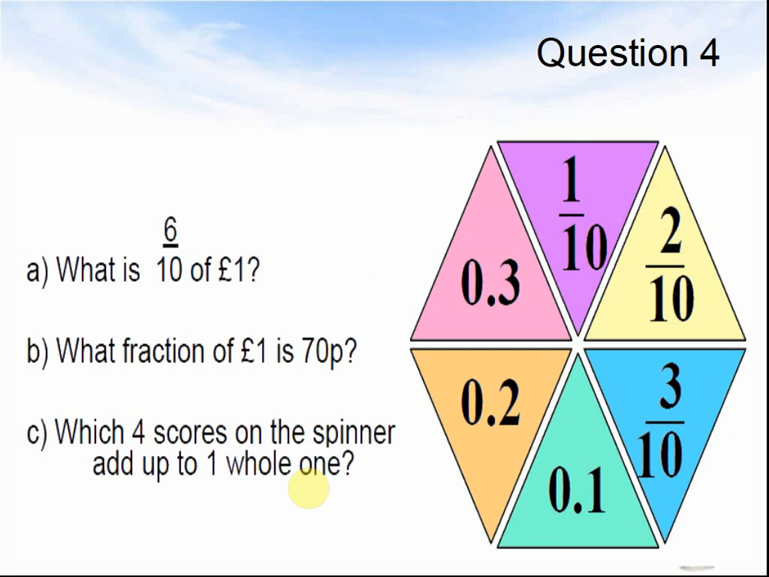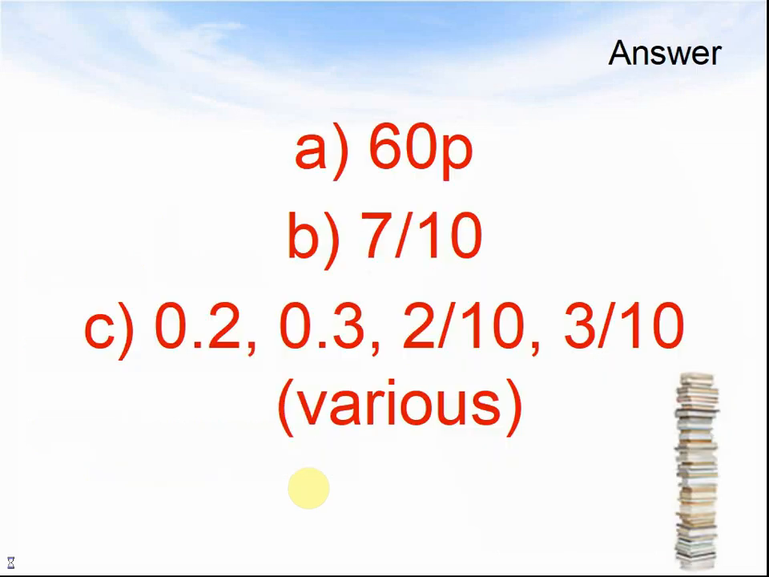Here come the answers. A. 6/10 equals 60 pence. B. 70 pence equals 7 tenths. C. 0.2 plus 0.3 plus 2 tenths plus 3 tenths equals a whole. There are various other answers it could be, so yours might still be correct if it's different to this one. You will need to check with your teacher. Let's look at the next question.